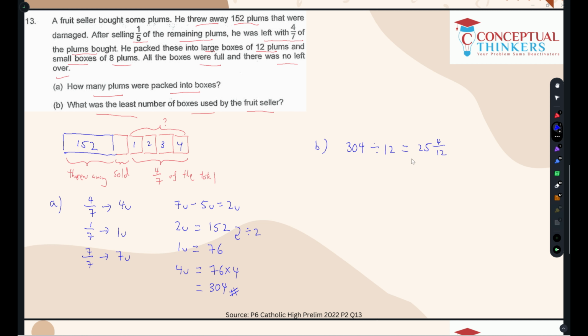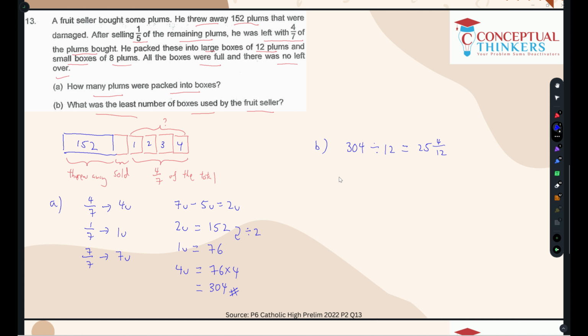Okay, now what does this mean? This means that you're going to get 25 boxes of 12, but you're going to be left with a leftover of 4. And this 4 will not be able to be put into the smaller boxes because one box will be 8, right? So this 4 will be the leftover, and we can't use it to pack into boxes of 8. So what we do is we will try to see what if we reduce the 25 boxes of 12 into 24 boxes.